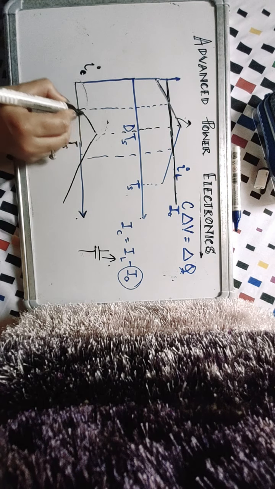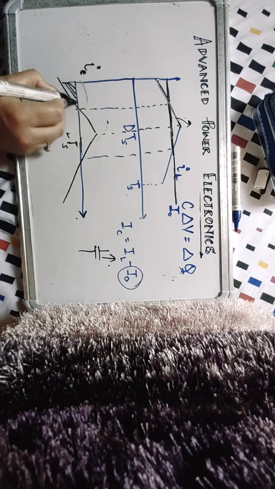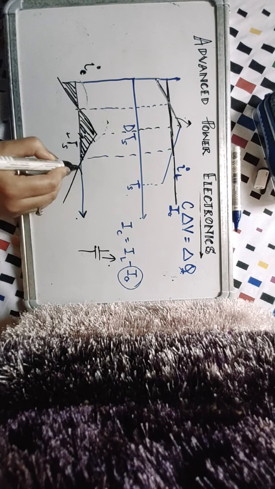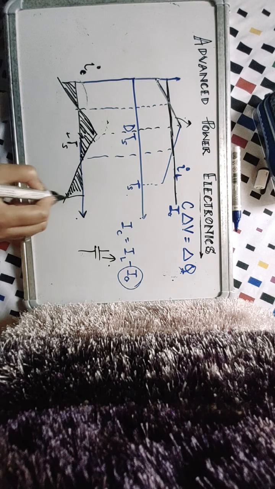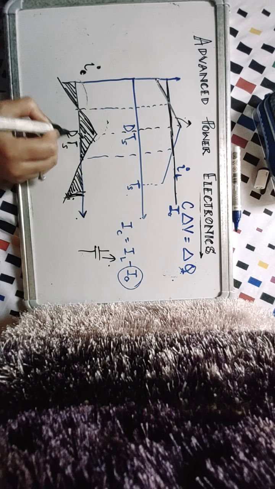Sorry, inductor. So now if I redraw it, the capacitor is discharging, then it is charging, then it is charging again, then it is discharging. The capacitor current becomes negative, it means discharging, and when the capacitor current is positive, it means charging.